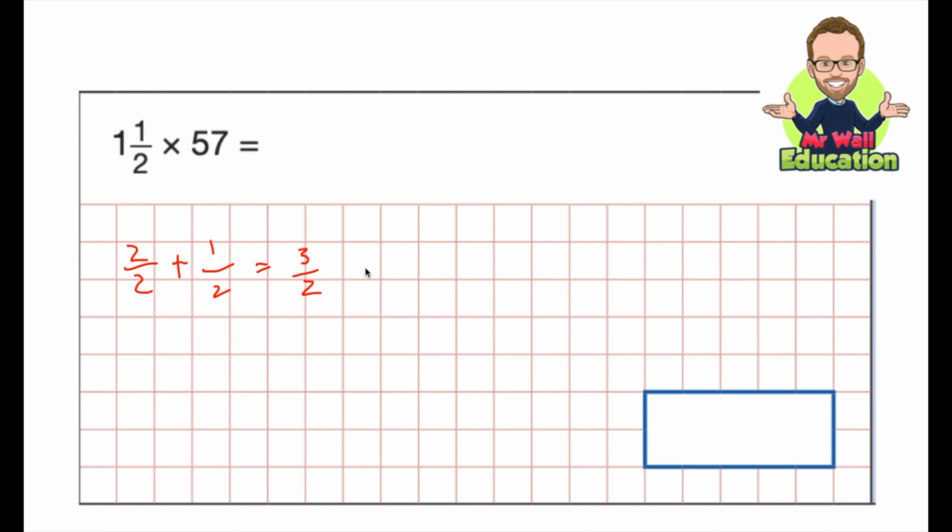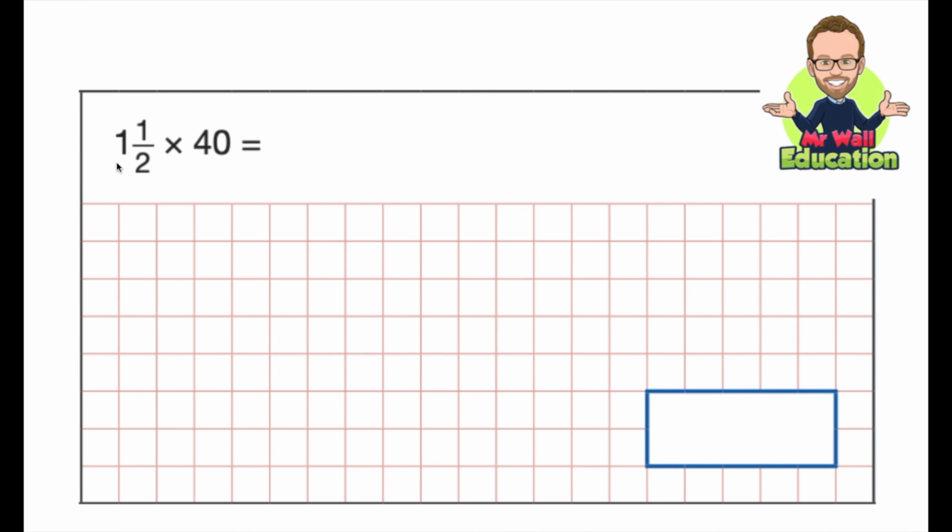And now we know that this is equivalent to 3 halves, we can multiply that by 57. So 3 halves multiplied by 57. Remember, we just multiply the numerator. 3 times 50 is 150. 3 times 7 is 21. Add those together, 171. And remember, the halves need to go on as well. So our answer is 171 halves.